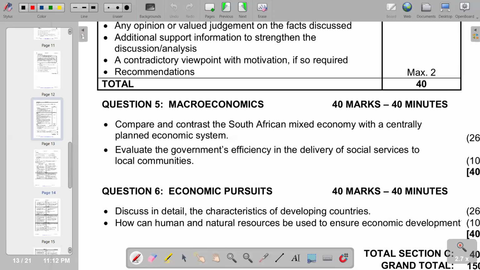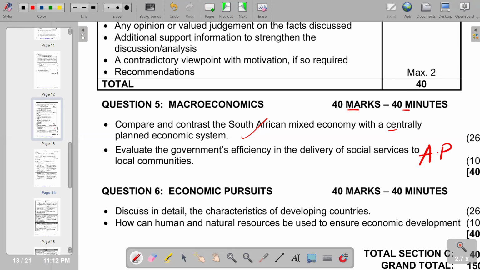So I'm moving on to our question 5. Remember, question 5 is the part on macroeconomics. Having 40 marks requires us to spend on average 40 minutes. The first part of our essay is: compare and contrast the South African mixed economy with a centrally planned economic system. Then the second part: evaluate the government's efficiency in the delivery of social services to local communities. Of course, this is the additional part, and this is an essay question.